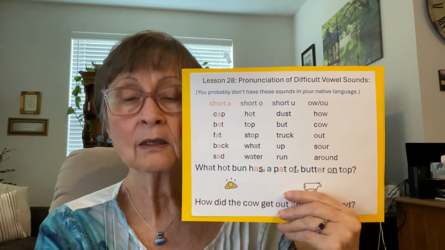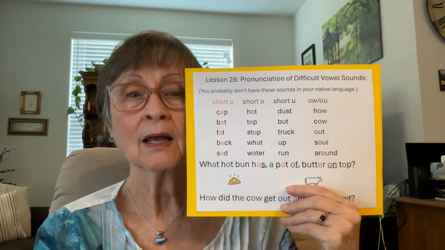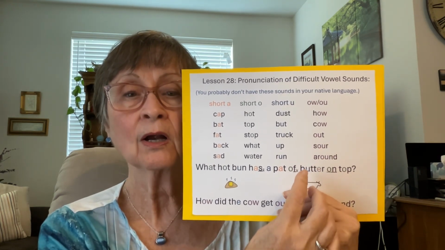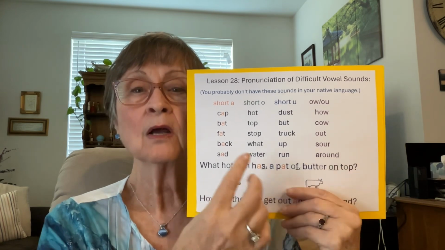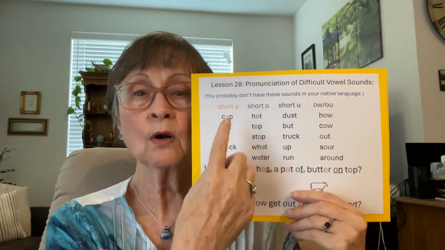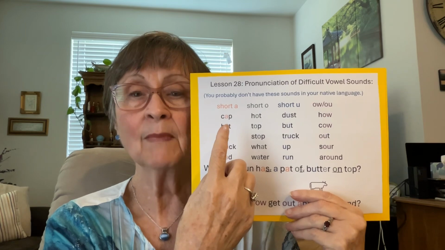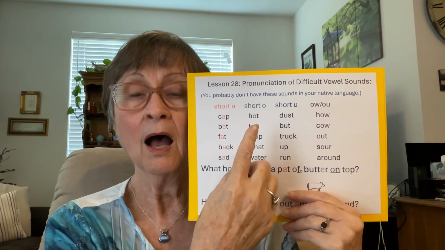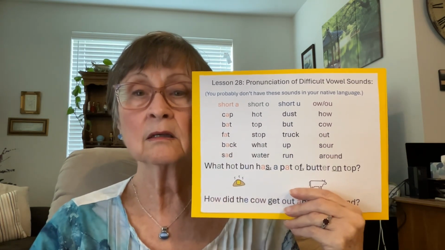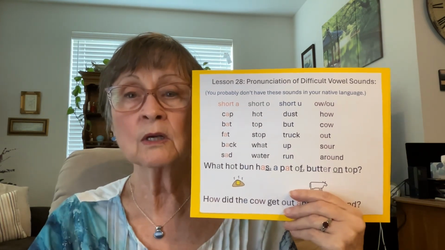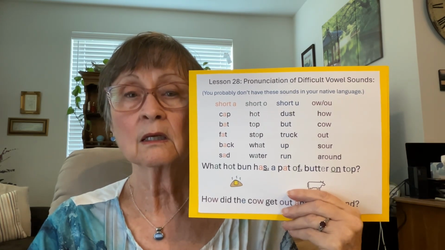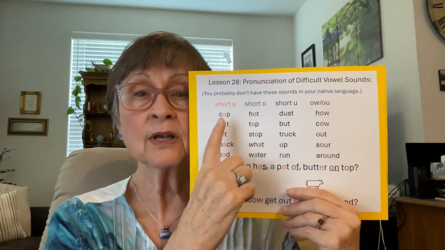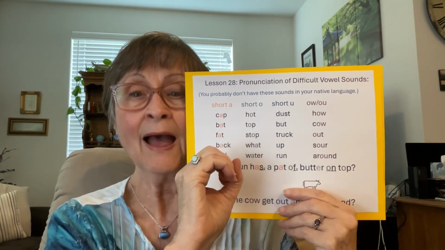How, cow, out, sour, around. So to review, the short A is at, like a sheep says, bat. O is ah, like ha ha ha. Dust is relaxed, not trying to do anything with your mouth, and someone hits you in the stomach. Dust. And then how, or the owl sound, is this sound, ah, and then an O. How.